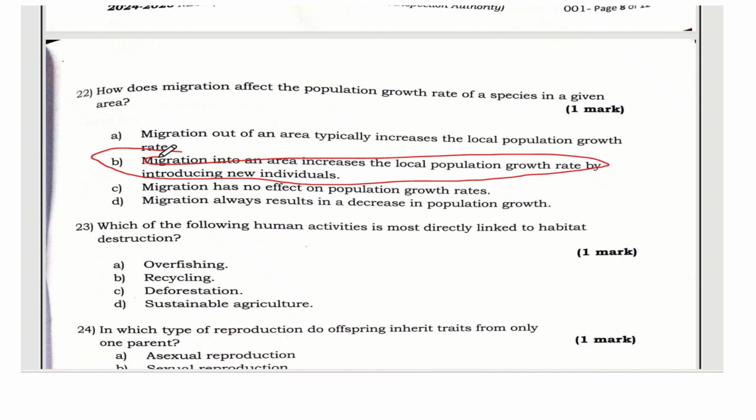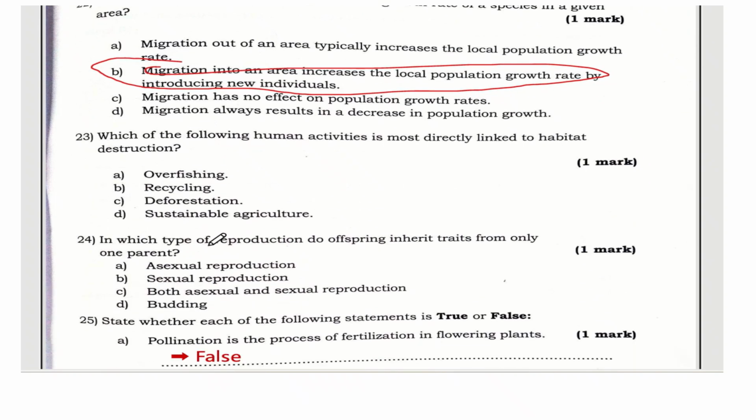Question 23. Which of the following human activities is most likely linked to habitat destruction? A. Overfishing. B. Recycling. C. Deforestation. D. Sustainable agriculture. So here the answer is C, deforestation.